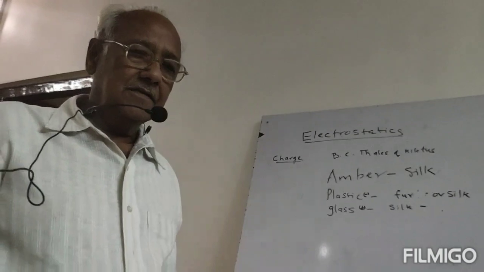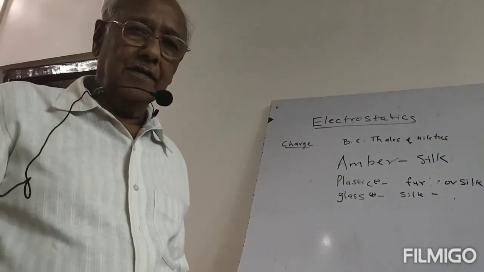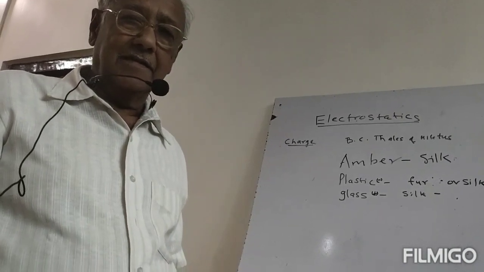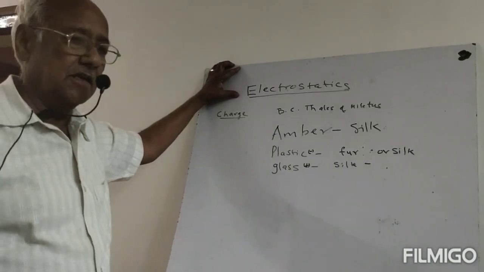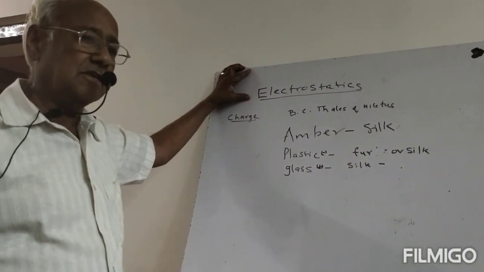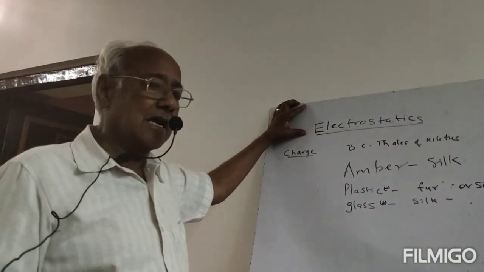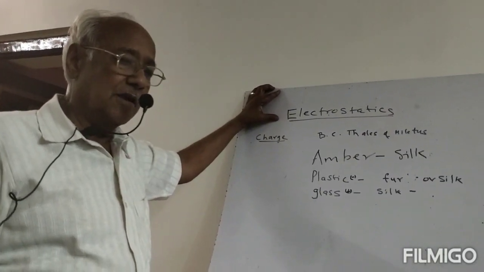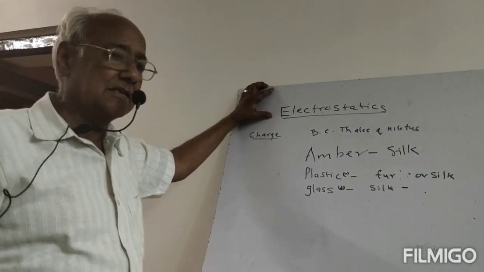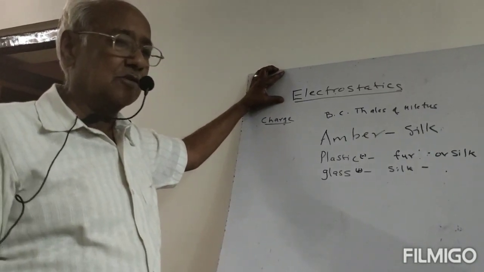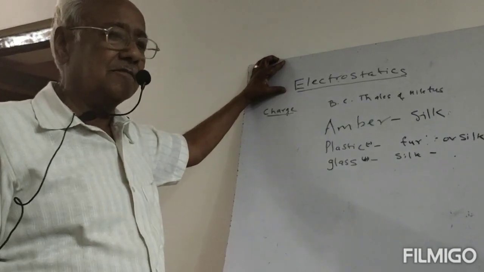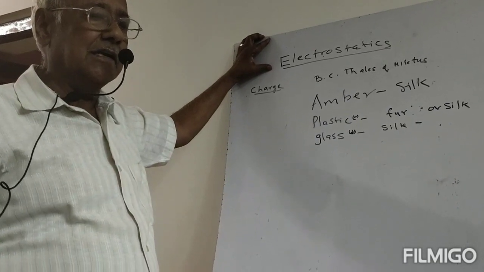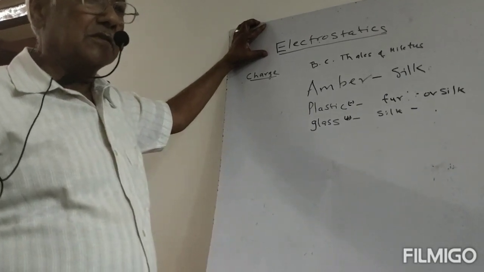Other pairs are glass and fur. Similarly, plastic and silk. We study electrostatics. Electrostatics is a branch in which the charges are at rest, whereas electrodynamics is a branch in which the charges are in motion. In electrostatics, we will first study electrical potential, electrical field, electrical force, capacitor, etc.